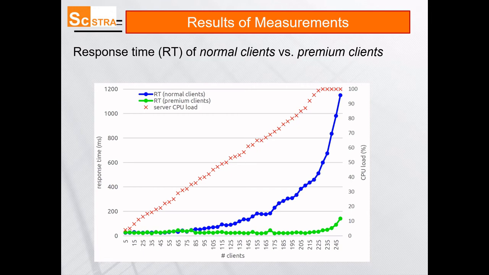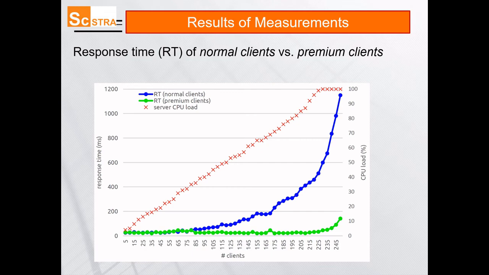And you see here that the more clients we have, the stronger our blue curve is rising, and it means that the response time is rising. And you remember, the response time was to be under 1 second, and here it's of course much higher, and it means that the game becomes unplayable for the gamers, for these normal clients.